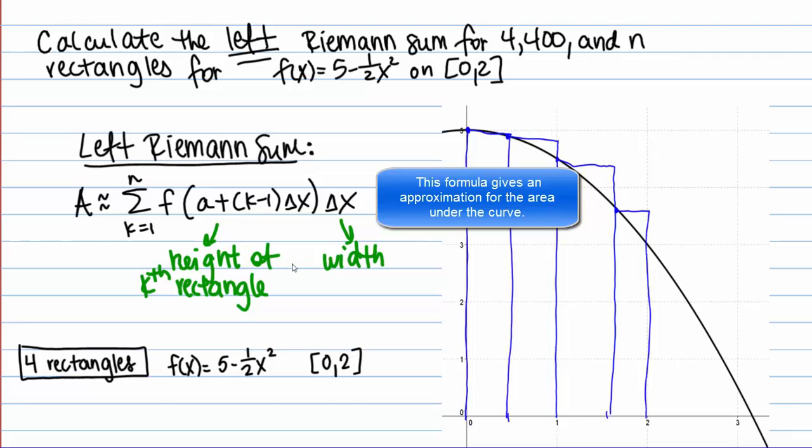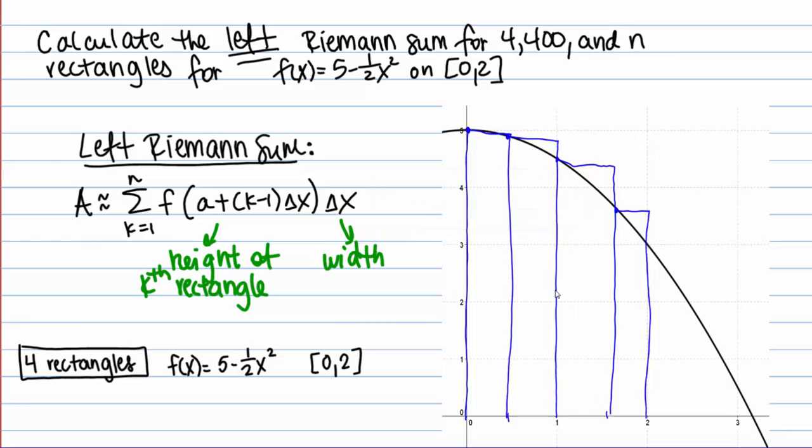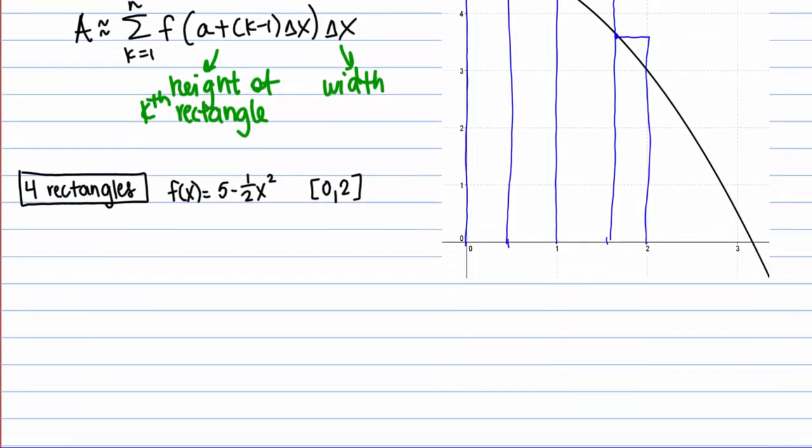Now over to the side here I have a really rough sketch of these rectangles. I just drew this really fast. And you can see that this is actually going to be an overestimate for the area under the curve. Okay, so let's start calculating these values.